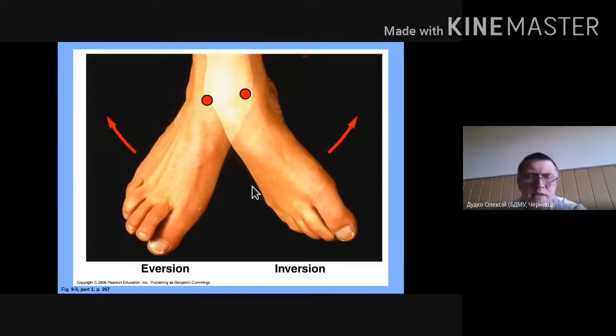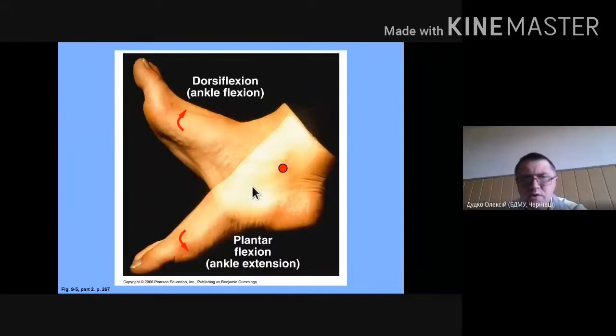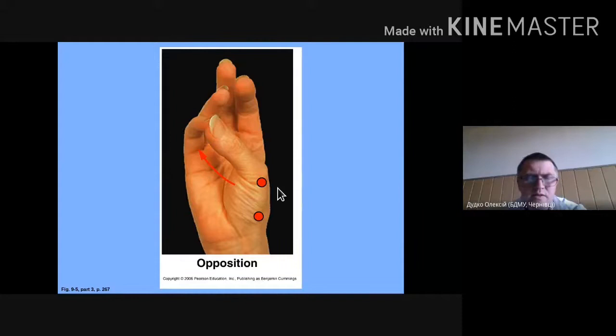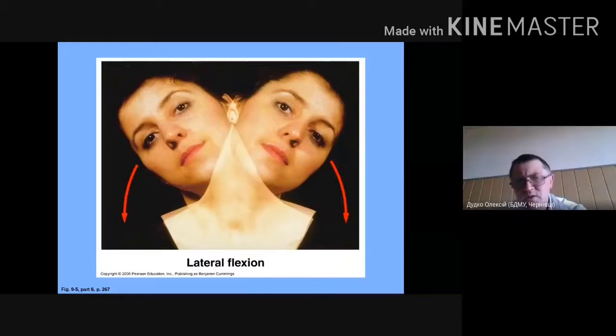We may also have dorsiflexion and plantar flexion of the foot. And another movement is opposition, when we can oppose the first finger to the fifth and the fourth fingers. And such flexion as lateral flexion, or bending to the side.